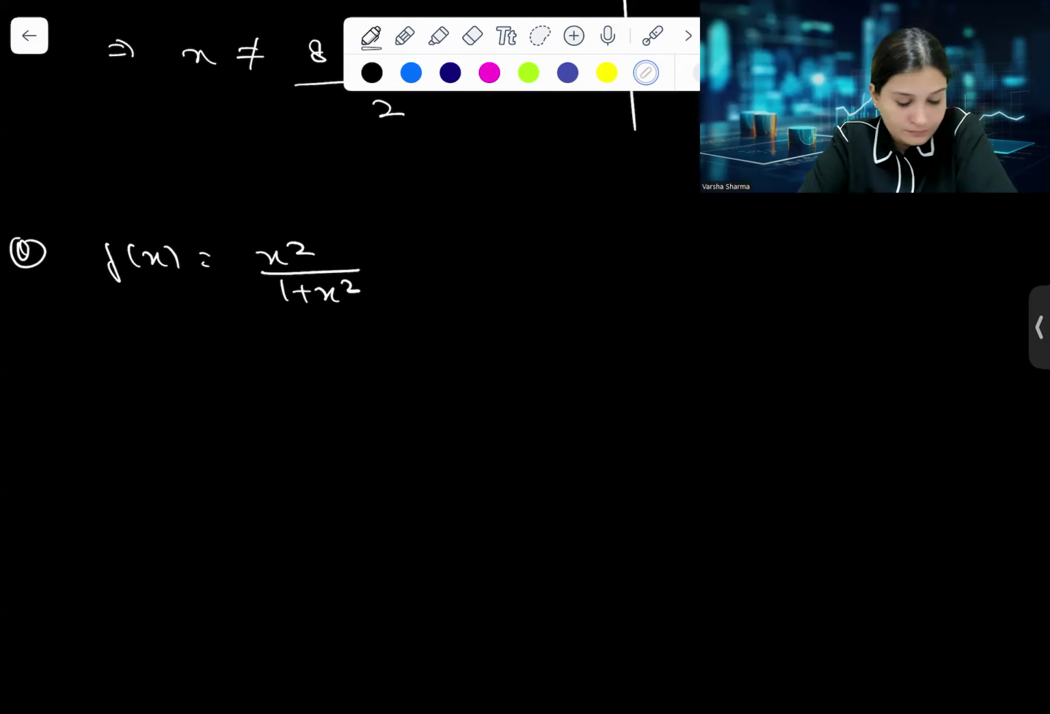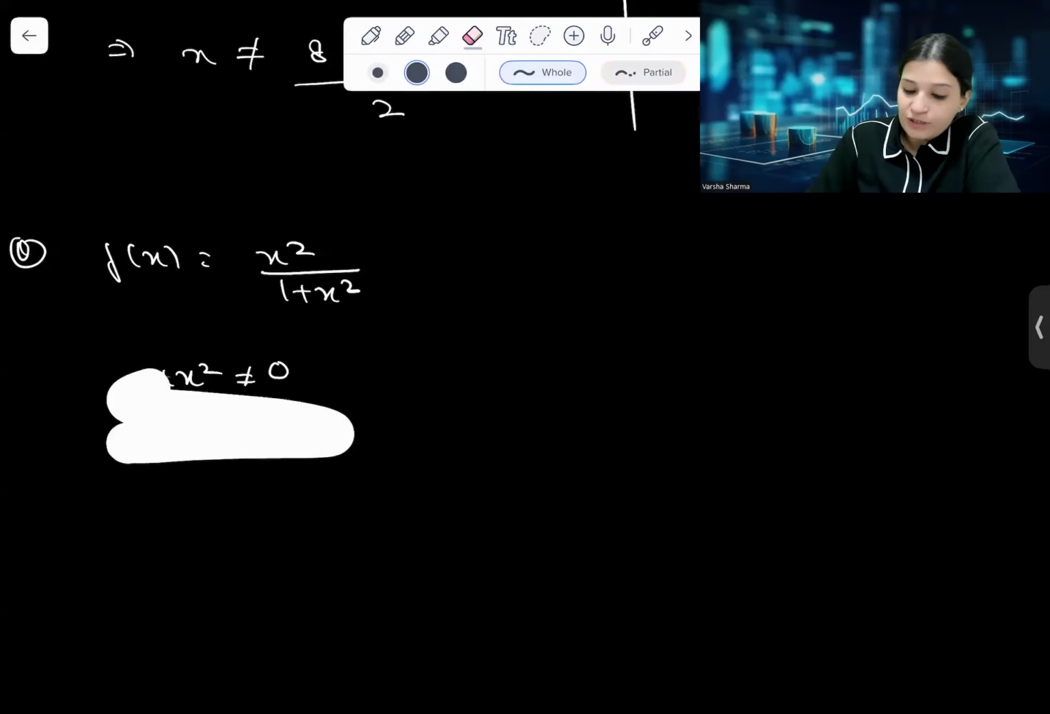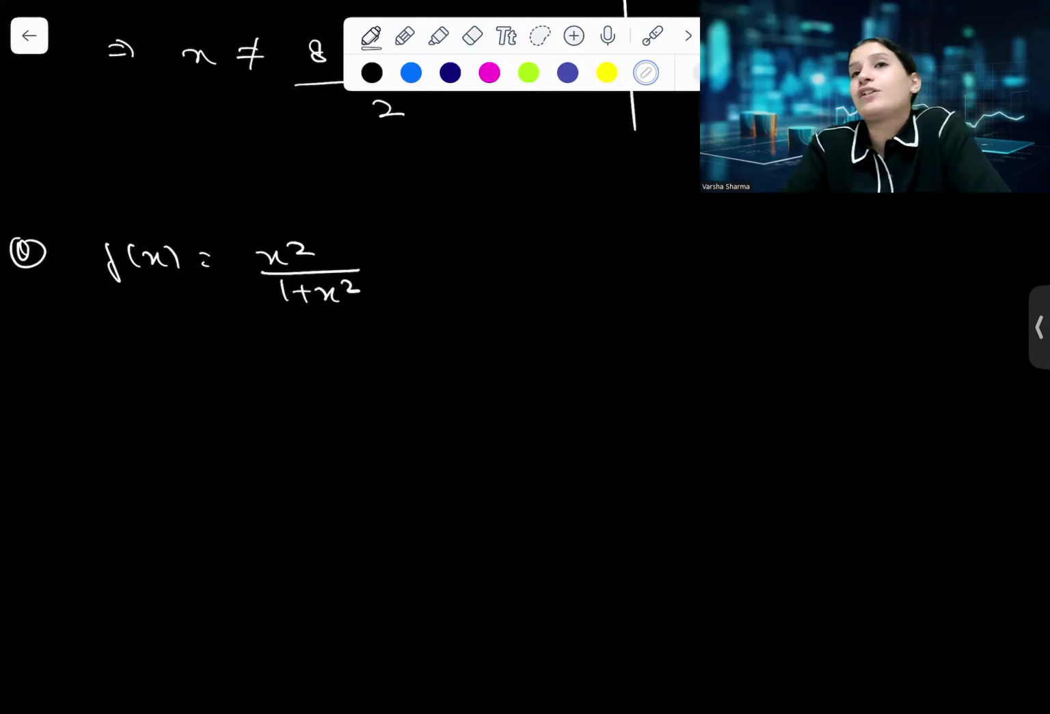All real numbers except minus 1? Now, 1 plus x squared. Can 1 plus x squared ever give you 0? For it to happen, x squared should be equal to minus 1. Is it possible? No. So 1 plus x squared, no matter what you take x, it can never give you your denominator 0. So the only problem that I can have is denominator being 0, and that cannot happen.